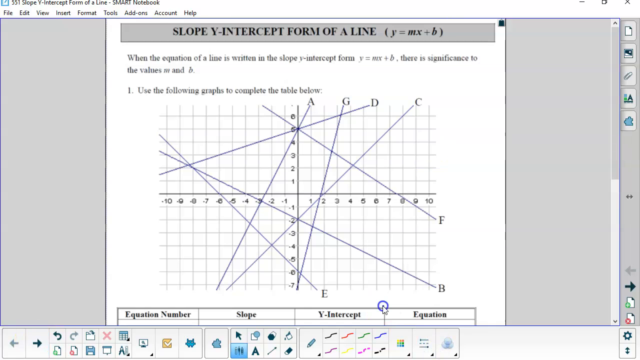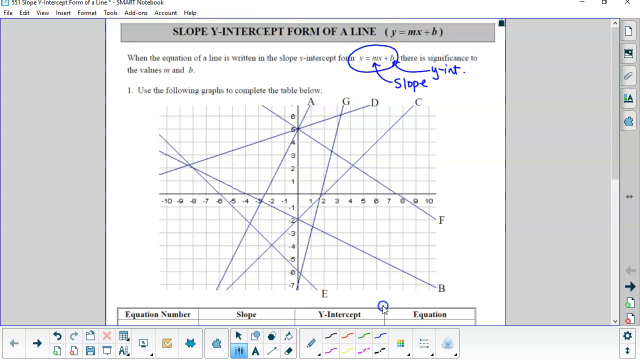Okay, so looking at slope y-intercept form, we talked about this. It's y equals mx plus b. Remember, the m is the slope, and the b is your y-intercept. So you're going to be asked different questions, and sometimes you'll be asked to put it in slope y-intercept form, sometimes in general form, sometimes in slope point form. Sometimes it doesn't matter. Okay, so you choose.